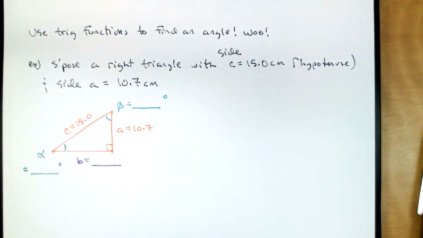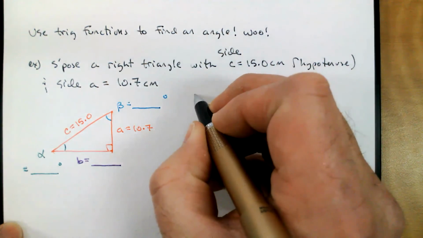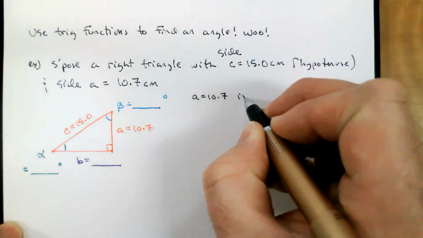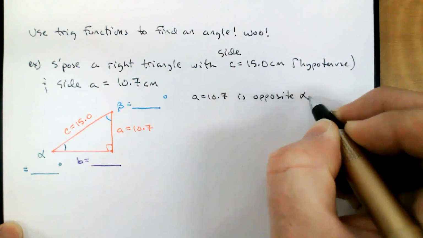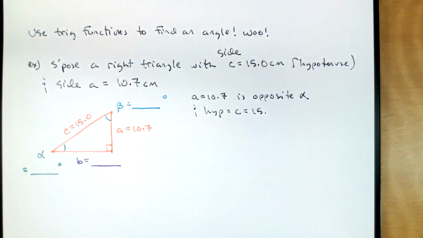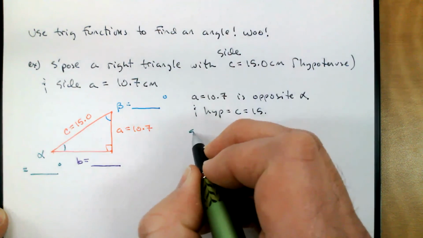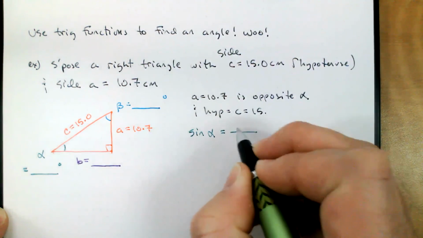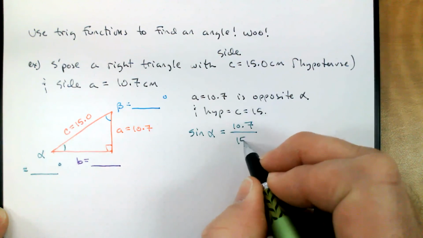Have 3, want 3. One of the things that we have is a hypotenuse of 15 and A at 10.7. So we can use this to find alpha by noting that A is opposite angle alpha and C is the hypotenuse. So A, 10.7, is opposite alpha and the hypotenuse is 15. Since I have opposite and hypotenuse, that tells me that I want to use sine. Sine is the trig function that involves opposite and hypotenuse. So I will say that the sine of alpha is opposite 10.7 divided by hypotenuse 15.